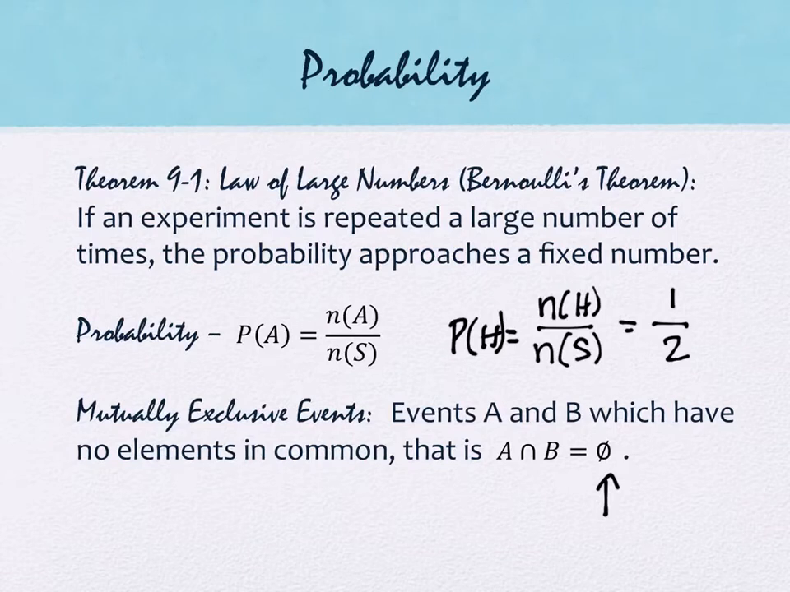So mutually exclusive events are things that cannot happen at the same time. If you're thinking about my rolling a die example, I cannot both roll an even and an odd. Those events are mutually exclusive. If I talked about rolling an even and rolling a prime, those aren't mutually exclusive, because the number 2 is both even and prime. All right? So just because things are different doesn't mean they might not have something in common.